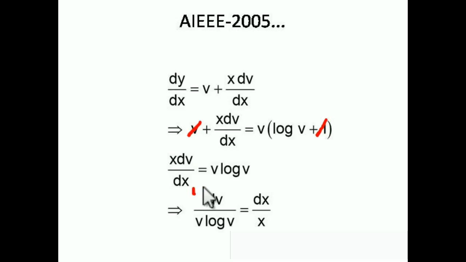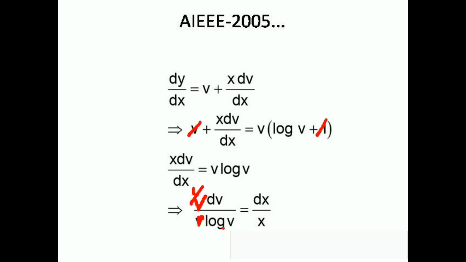This is 1 divided by v here, so it becomes 1 by v dv upon log v. Now what we have in the denominator is the function, and in the numerator we have its differentiation. Now just integrate both the sides.